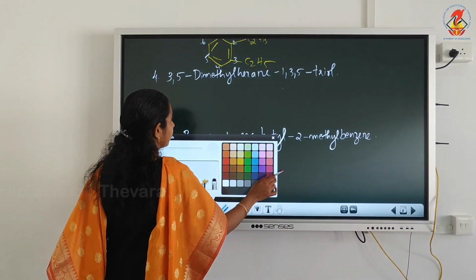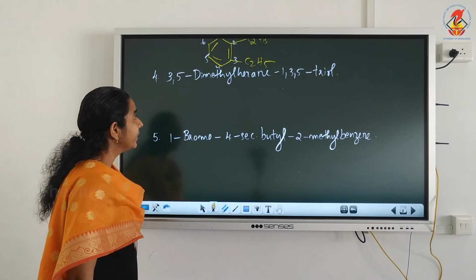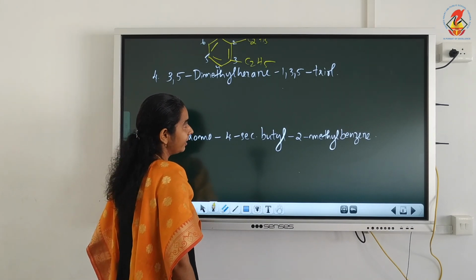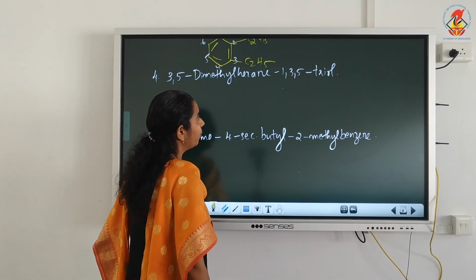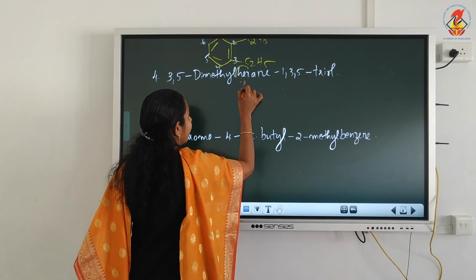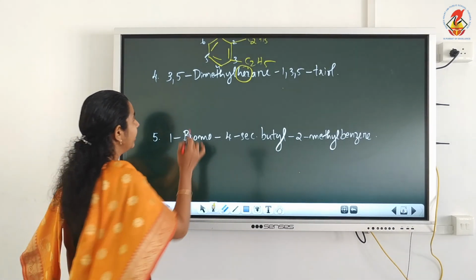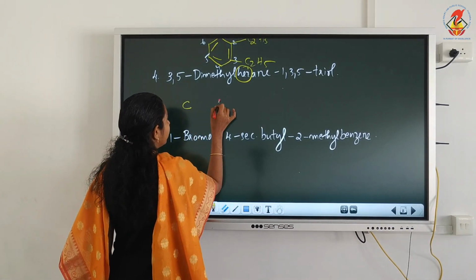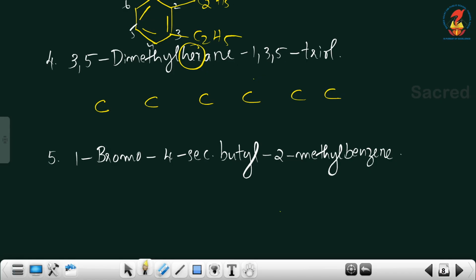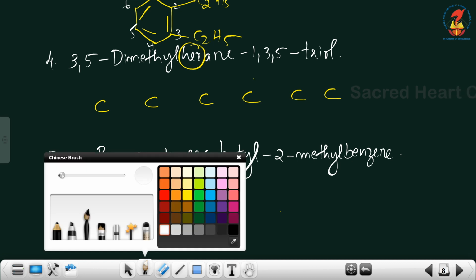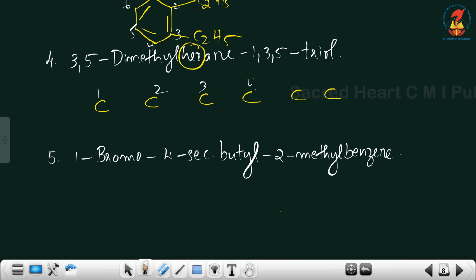Fourth question is 3,5-dimethylhexane-1,3,5-triol. Here the word root is hex. Not cyclohex, it is simply hex only. So draw 6 carbon atoms, 1, 2, 3, 4, 5, 6. Give continuous numbers as 1, 2, 3, 4, 5, 6.